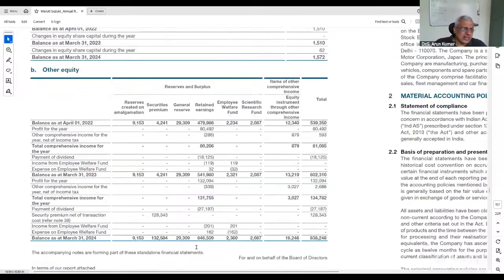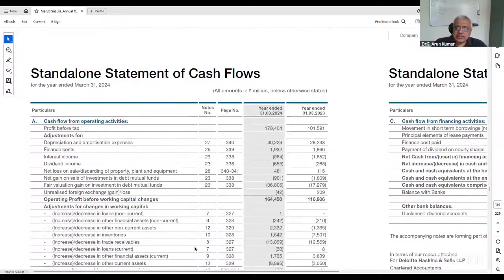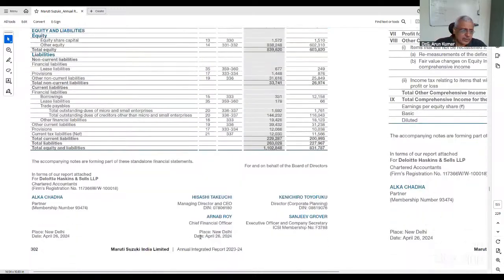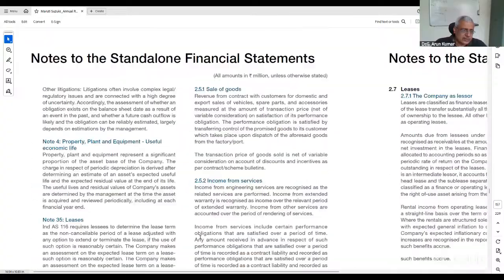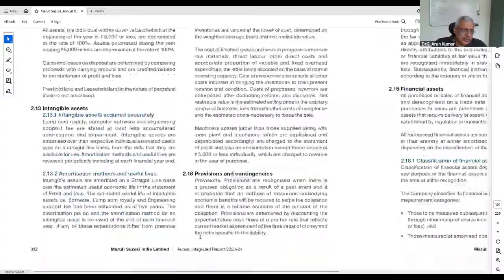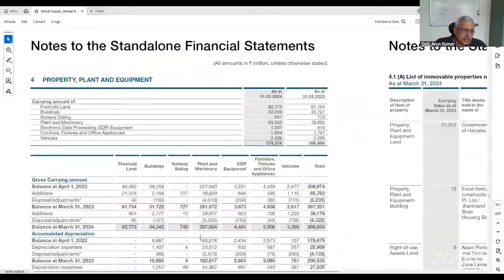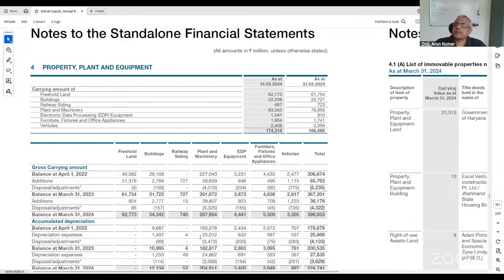In this particular case, page number 318. Let's move it a little faster. Page number 318 out here. Yeah, I got it. Now, if you see this, all these constitute what we call the fixed assets.